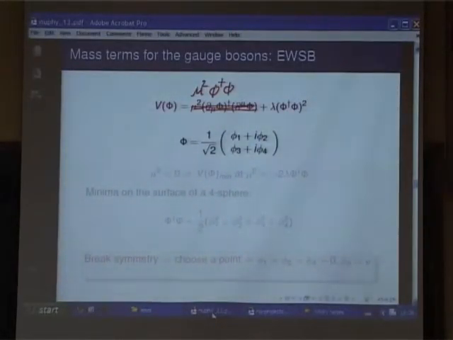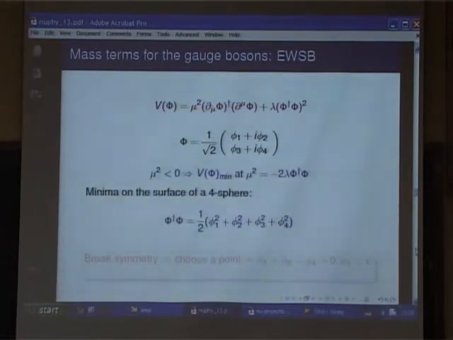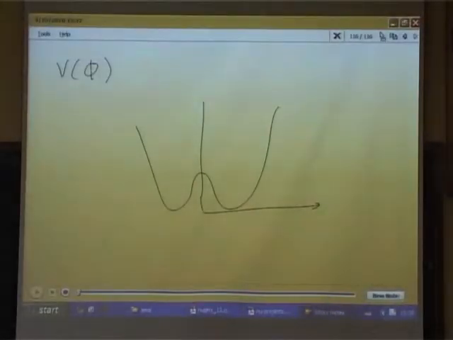So let's see what happens. If mu square is positive and lambda is positive, then of course the minimum is at phi equal to 0, and that obeys the symmetry. So this is fine. However, if mu square is negative, then what happens? Your V(phi) then gets this Mexican hat shape. So this is mu square less than 0. Then it means that the minimum is not here, but somewhere here.